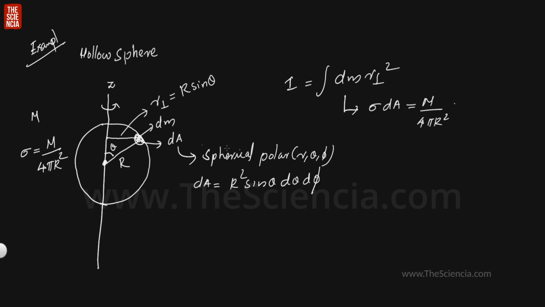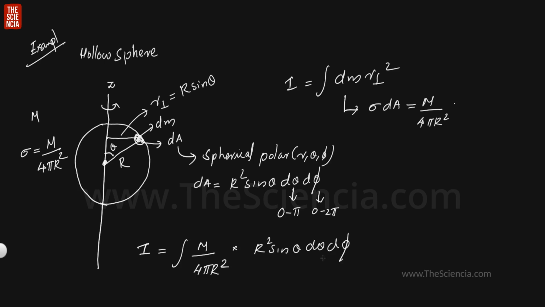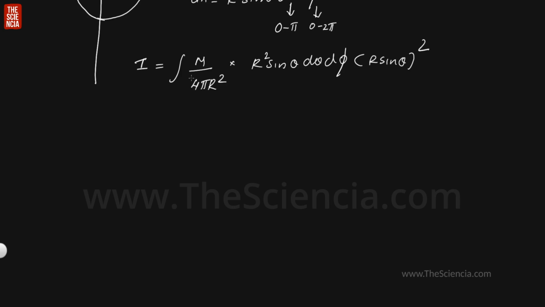So here this theta can vary from 0 to pi, and this phi can vary from 0 to 2 pi. Okay, so we got dA, so we can rewrite that I is equal to integral dm, that is sigma dA, sigma is equal to m by 4 pi R square, into dA, that is equal to R square sin theta d theta d phi. Now r perpendicular square is R sin theta whole square. So here we can take the constants outside, that is I equal to, we can take m by 4 pi.